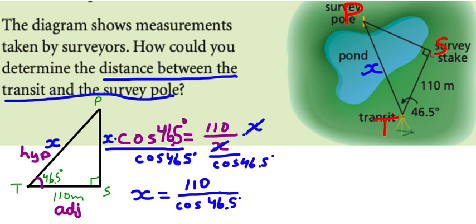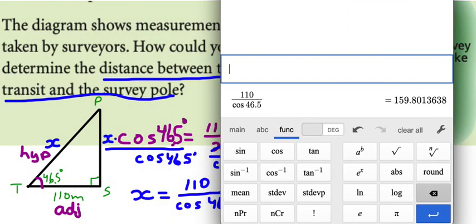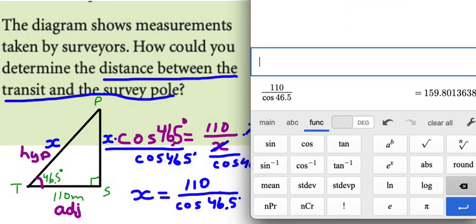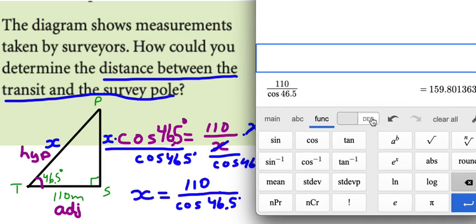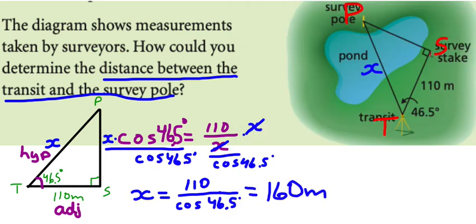I use a calculator to do that. I like the Desmos calculator. Just throw it in, making sure that you're in degrees. 110 divided by the cosine of 46.5 is 159.8. I'm going to round that to the nearest meter. It'd be 160 meters. And that would be the distance between the transit and the survey pole.